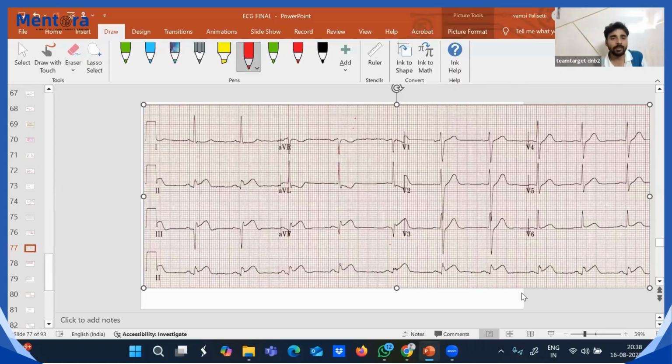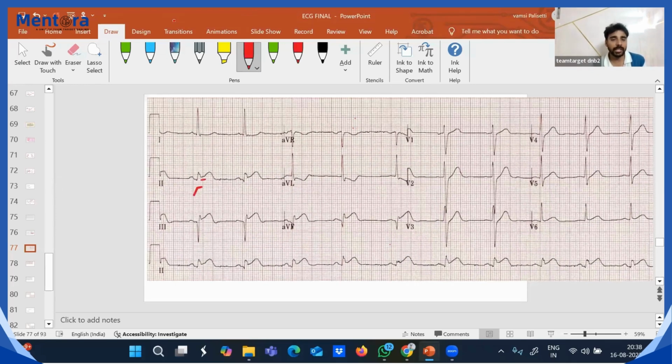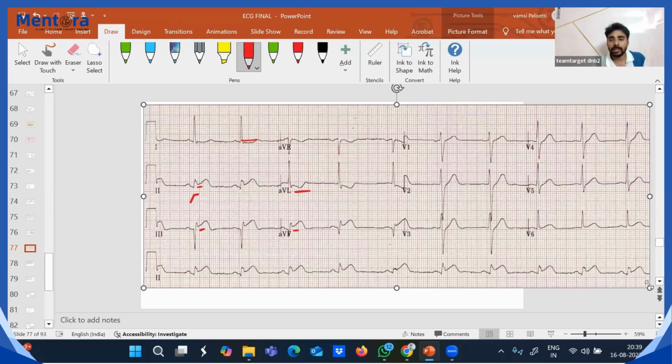So just listen to me. Inferior MI is very tricky. It appears easy, but it is something different. We'll discuss these things again. Lead 2 ST elevation, you can identify. Lead 3 ST elevation, lead AVF ST elevation, you can identify. See the reciprocal changes in lateral leads, 1 and AVL. Maybe one very minimal is there. If you see, this is the baseline, this is ST depression in AVL. So you can say acute ST elevated inferior MI with reciprocal changes in 1 and AVL.